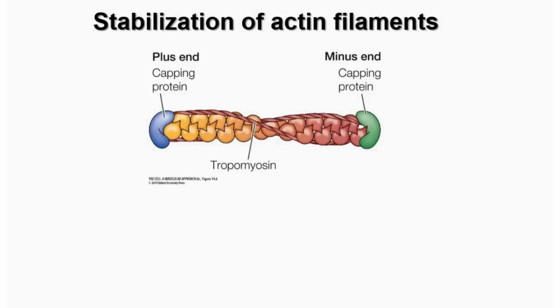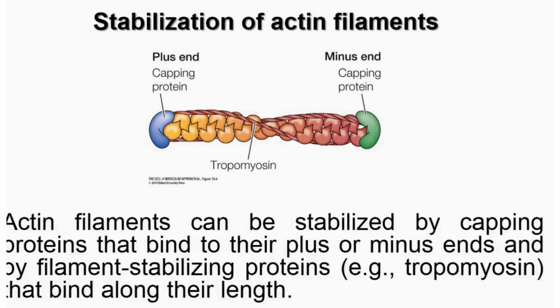Last but not the least, we also have stabilization of actin filaments. Under stabilization of actin filaments, we have plus end capping protein shown in blue, the minus end capping protein shown in green, and the actin filaments can be stabilized by capping proteins that bind to the plus or minus ends, or by filament stabilizing proteins. One of the filament stabilizing proteins is tropomyosin, and this tropomyosin can bind along the entire length of the filament, capping it on the ends.